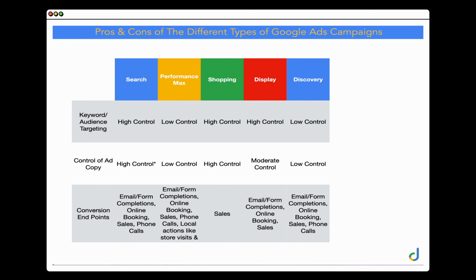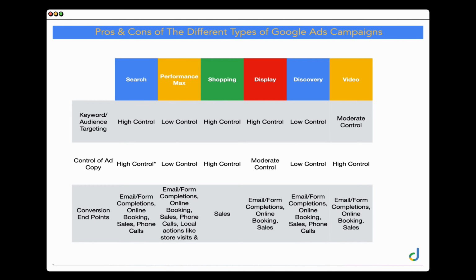Your discovery campaigns, similar to Performance Max, these are very much what you would call a smart campaign where you've got a low level of control over the targeting and the ad copy. Video campaign, you've got a moderate level of control over the AdWord targeting, but obviously you've got a high level of control over the video because you have to submit a video. So you've obviously got full control over how the ad runs because you're providing the video to Google. And I do use video not only for email and form completions, but also online bookings and product sales.